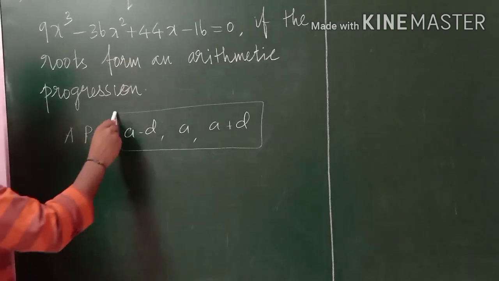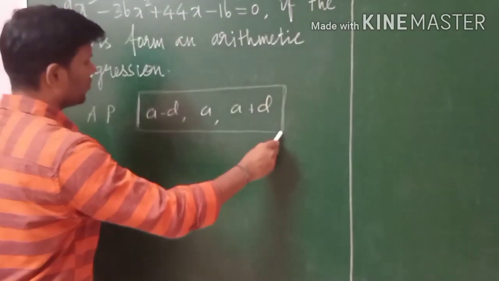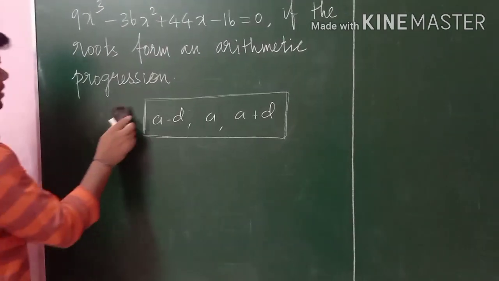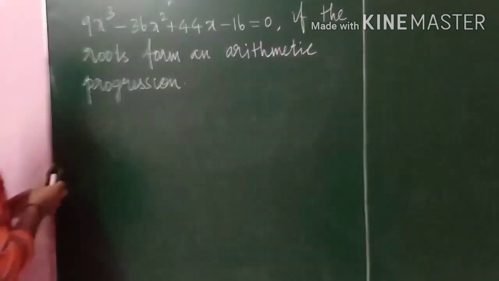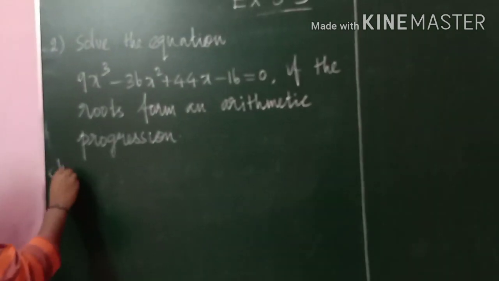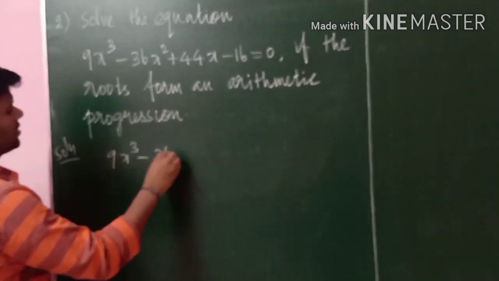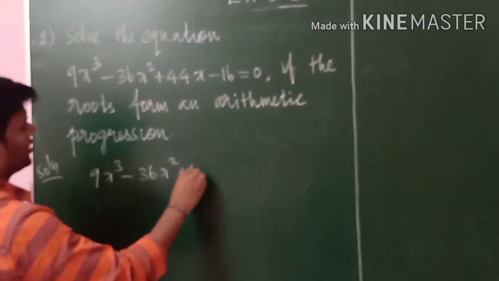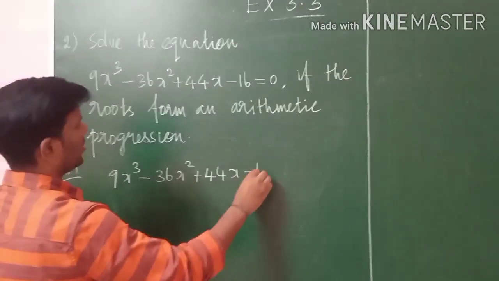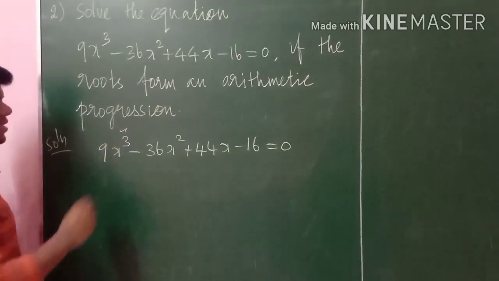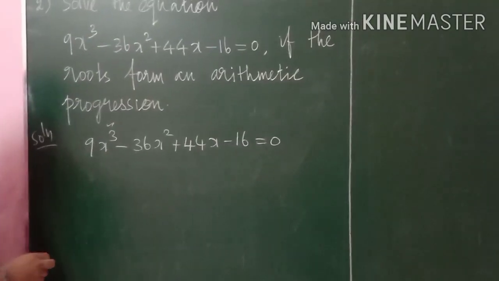So when we take any three terms in an arithmetic progression, which three terms do we take? a minus d, a, a plus d. Okay? So now, what is our given equation? 9x cube minus 36x square plus 44x minus 16 equal to 0. So what is the degree of the equation? 3. So it is a cubic equation.